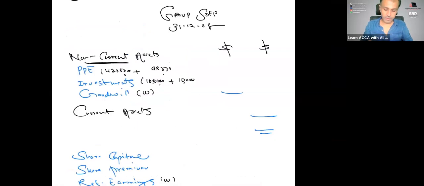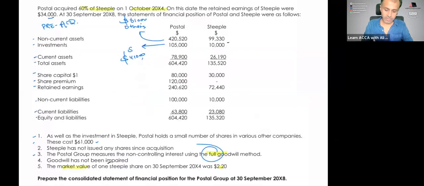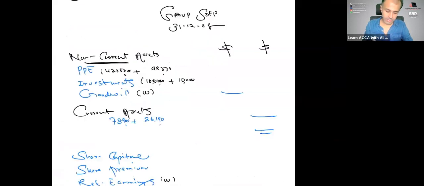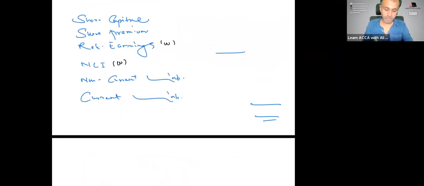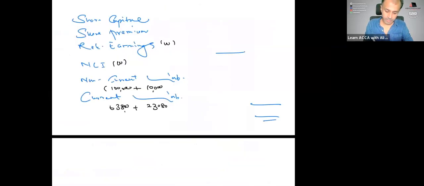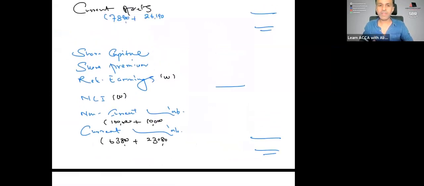Then we have 78,900 for current assets, and we have 261,980, 26,190. And the liabilities, 100,000 and 10,000 for the non-current liabilities. And comes the current liability 63,800 and 23,080. So assets and liabilities have nicely been put together.